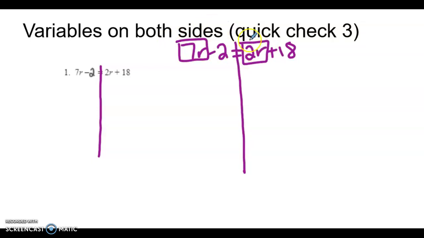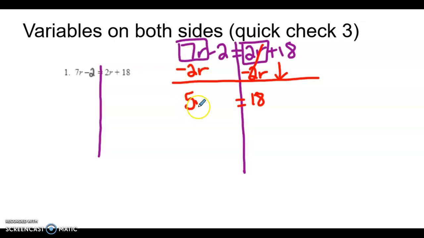And right now it's a positive 2R. I'm adding it. So if I want to get rid of it, the opposite would be to subtract it. So I'm going to subtract 2 R's from each side. That's going to make this cancel because 2R take away 2R is nothing. I'm just going to bring the 18 straight down. And over here, I'm going to simplify it. So 7 R's take away 2 R's would leave me with 5 R's. The negative 2 just comes straight down.